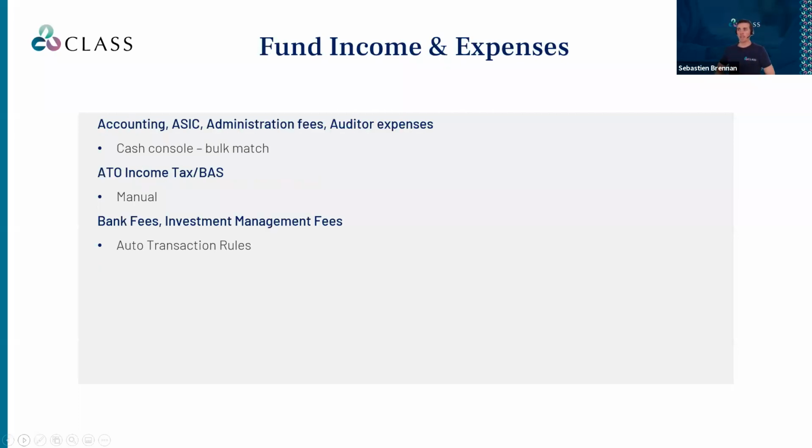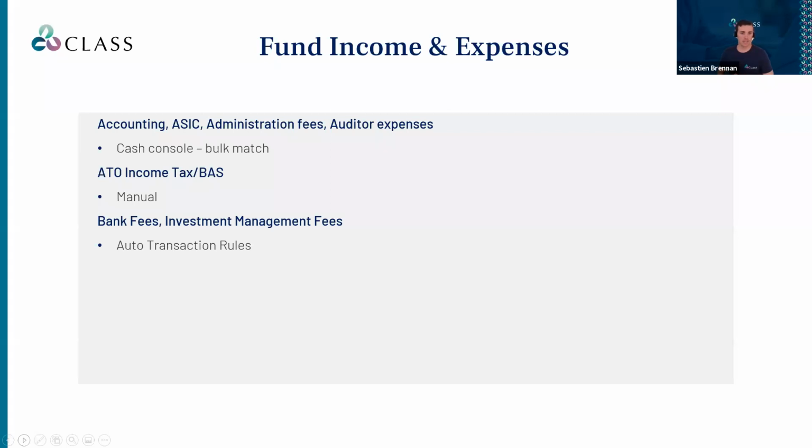So the last area is our fund income and expenses. Now, here we've got some transactions that are generally one-offs. Sometimes, particularly if you've set up reoccurring accounting or administration fees, that's excellent. But if you haven't, if they're one-off, accounting, ASIC, administration, and audit fees are all transactions you want to be processing using the cash console. And I'll come back to that in a little bit.